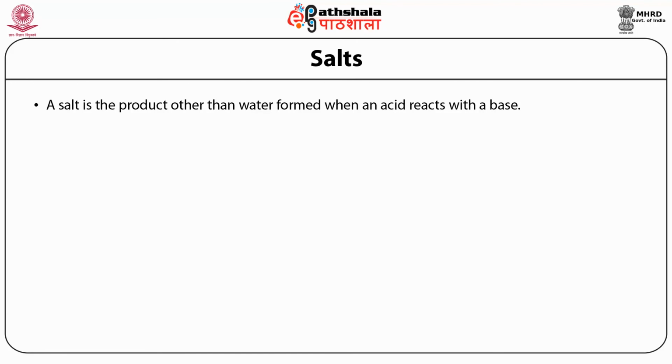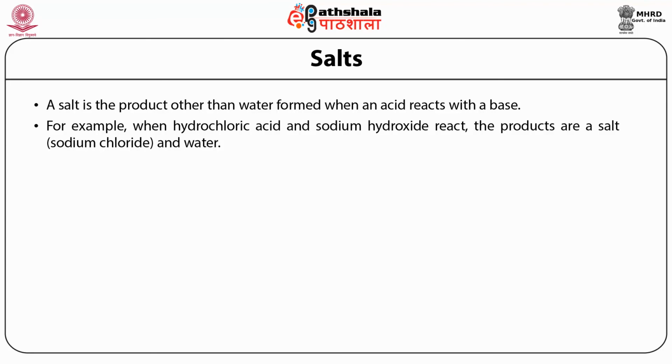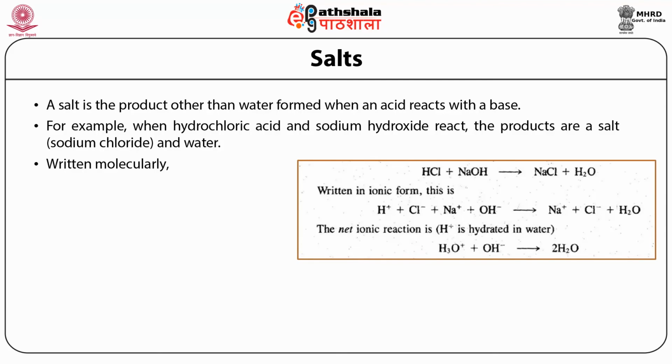Now we discuss the salts. A salt is the product, other than water, formed when an acid reacts with a base. For example, when hydrochloric acid and sodium hydroxide react, the products are the salt, sodium chloride, and water, written molecularly as HCl plus NaOH equals NaCl plus H2O. Written in ionic form, H+ plus Cl- plus Na+ plus OH- form Na+ plus Cl- and the water molecule.